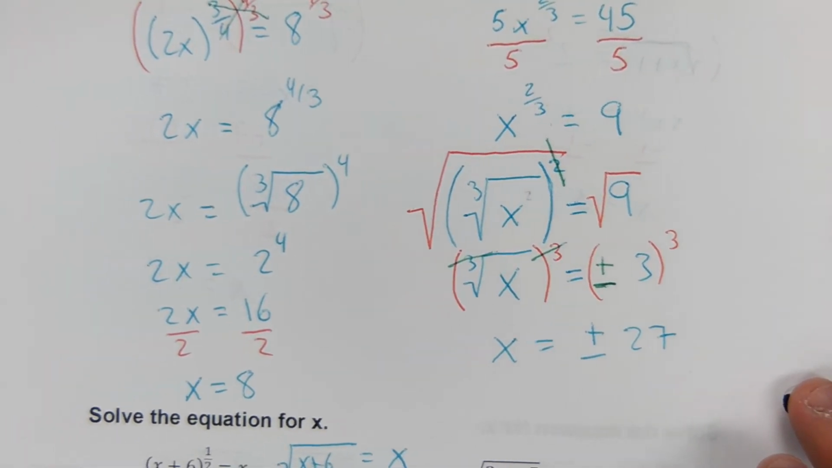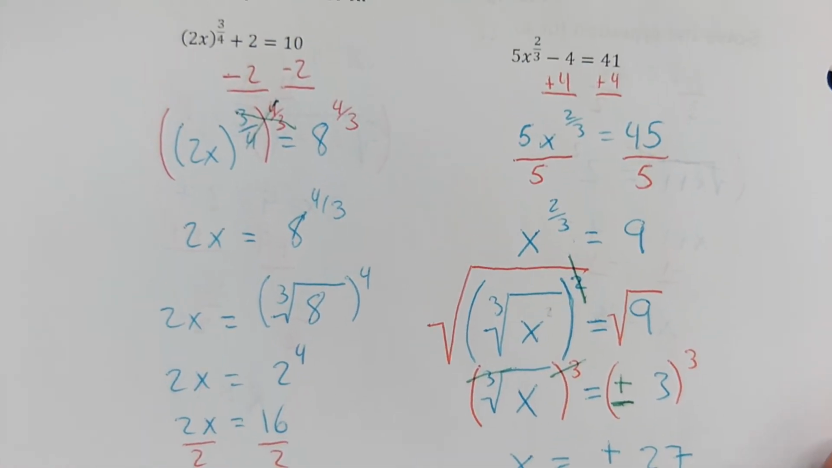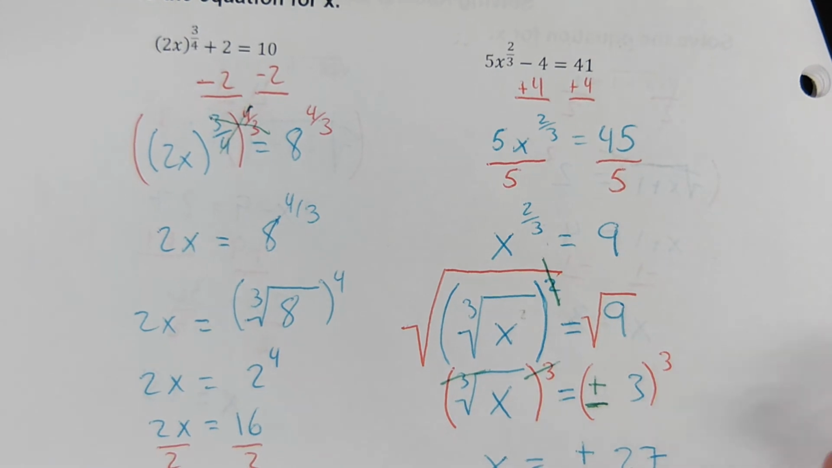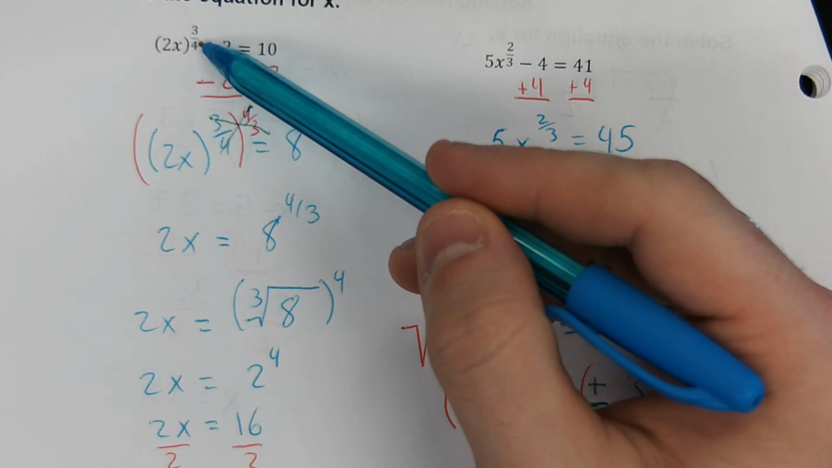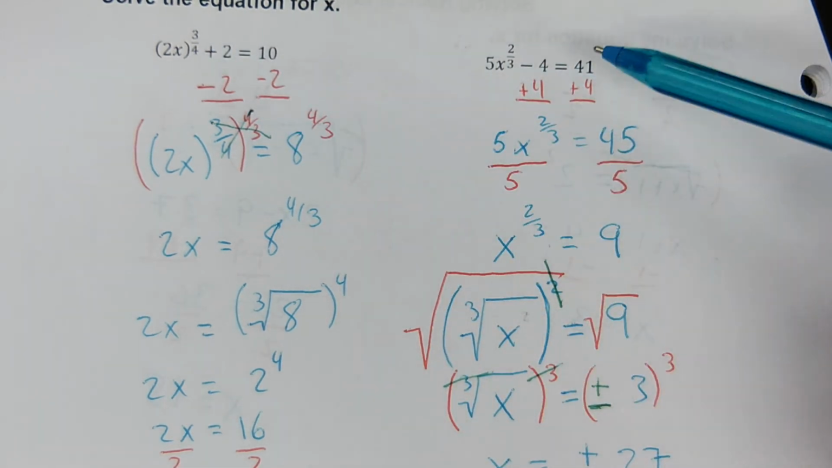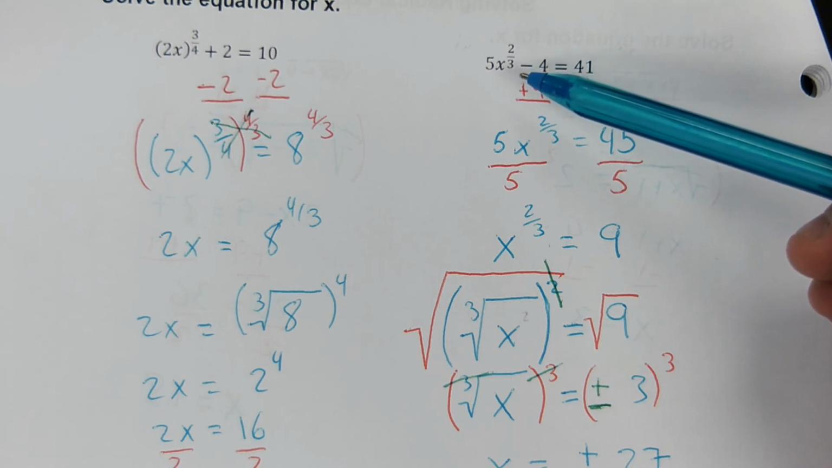Now let's compare those questions, the one we did yesterday with the one we just did. Let's go all the way back to the original. This exponent did not require a plus or minus at the end. This exponent did. There's a fundamental difference between the two.